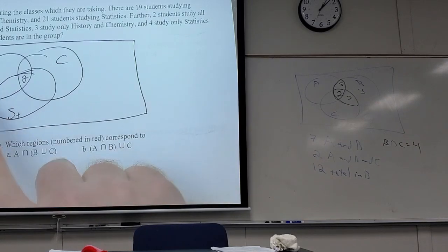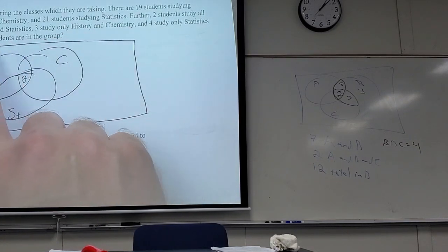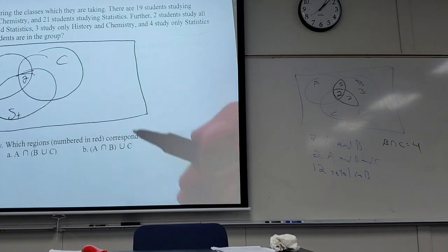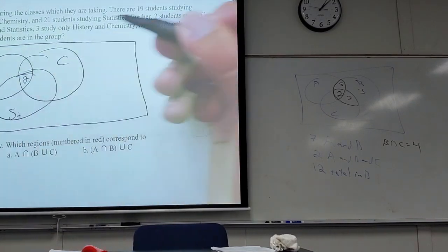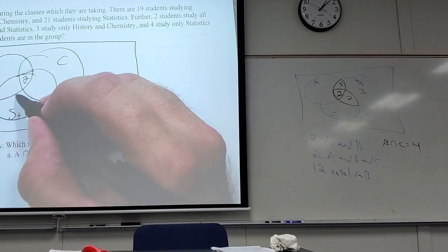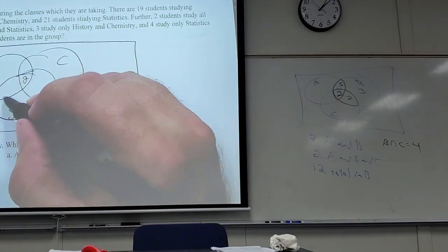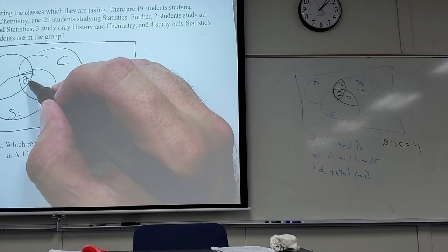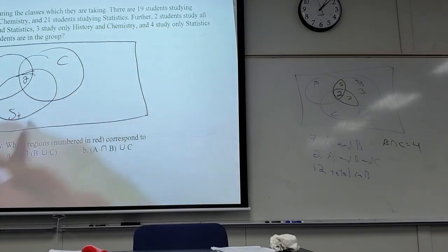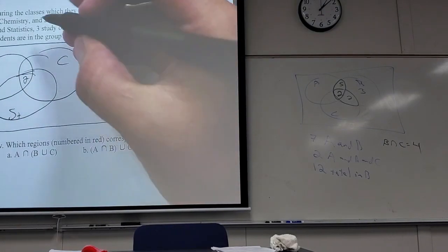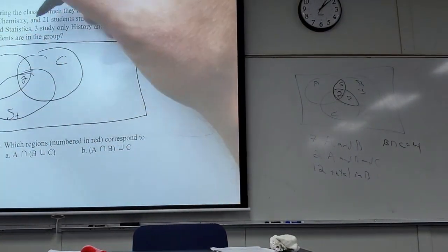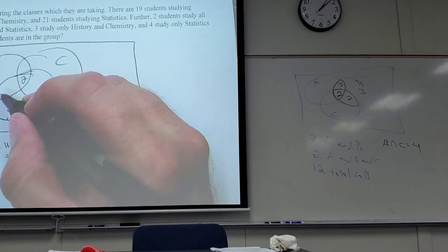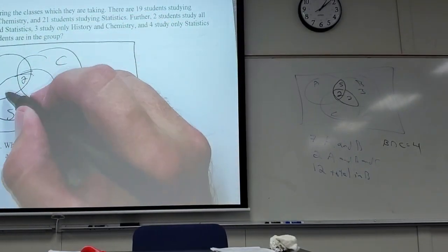Now look at, for example, history and statistics. 10 study only history and statistics. So the history and statistics is right here, correct? There should be how many total in there? But that would be if I didn't say the word only, so I kind of really hate that I put the word only in there. Only history and statistics would be this piece right here, correct? So this would be 10.